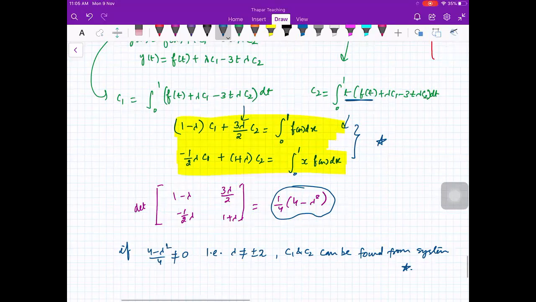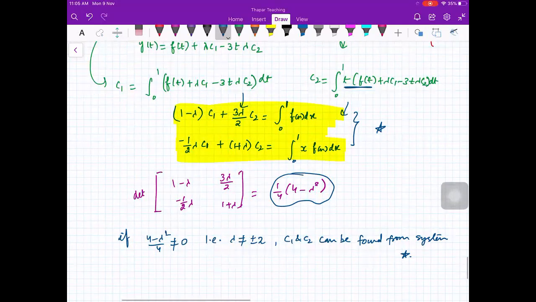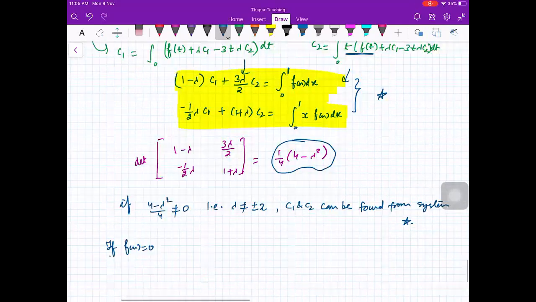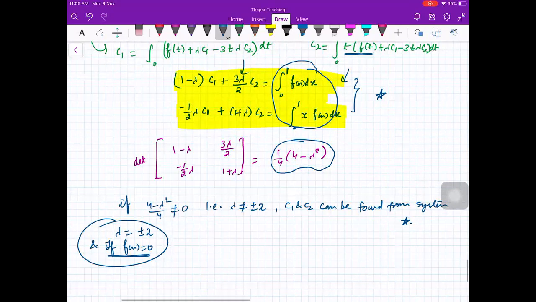What is the next condition? If f of x is 0, then what is the solution? If lambda is not equal to plus minus 2 and f of x is 0, in that case your system is homogeneous. So what will you get? Tell me the values of C1 and C2. 0, 0. Yes, right? It becomes a homogeneous system if f of x is 0. Clear to everyone? Yes, ma'am. So if f of x is 0, in that case your C1 and C2 are 0.